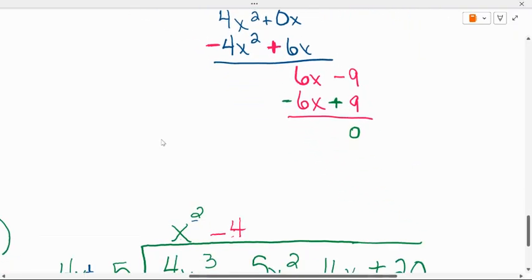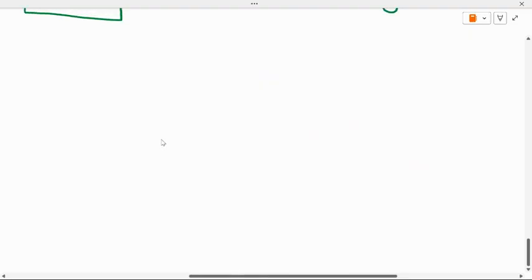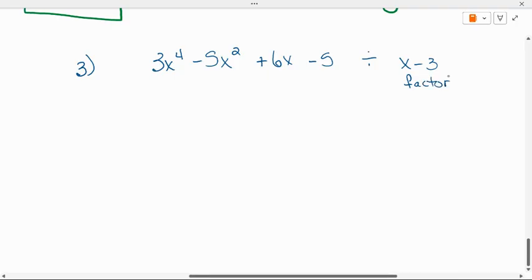So flip over your little synthetic division to the back sheet. We did questions 1 and 2 yesterday using long division. We're going to do 3 and 4 using synthetic division. So I have 3x to the 4th minus 5x squared plus 6x minus 5, and it's going to be divided by x minus 3. Remember that this is my factor, so what is my root?